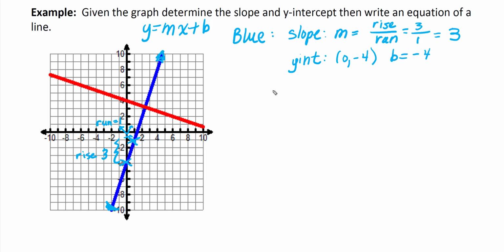So let's put it all together. If we have y equals mx plus b, that means our equation of this line will be y equals 3x minus 4.